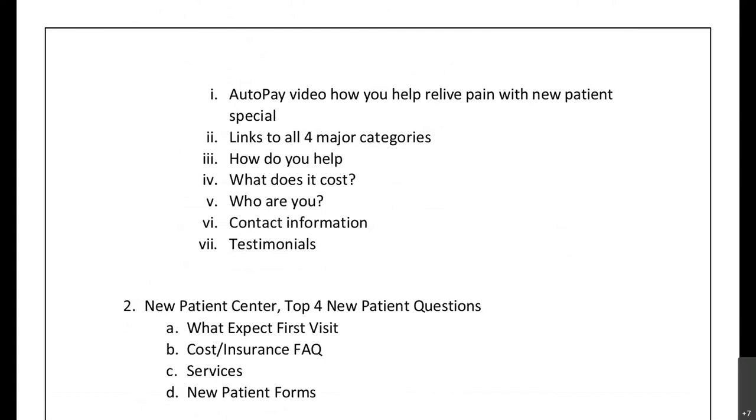They should be able to easily see the cost and insurance FAQs, meet the doctor, contact information, all that right there. How do you help? So we'll also have a tab with all the conditions, so they can go into their individual condition. Remember, we're talking about secondary issues now. How do you help? What does it cost? Who are you? Contact information, testimony. All of this, they should have easy access to right from that first page with one click. That's what should happen without scrolling.